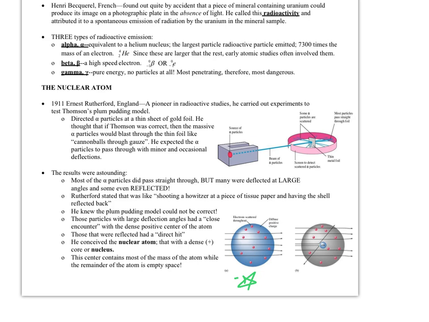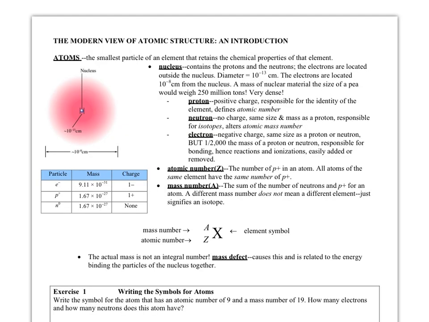However, when he did pass them through, he saw little deflections of some particles deflecting off in other directions. That led him to believe that there was something positively charged in the center, which he decided was a nucleus, or a dense positive core, and that the remaining portion of the atom was mostly empty space. So Rutherford's experiment has led us to the modern view of the atomic structure.